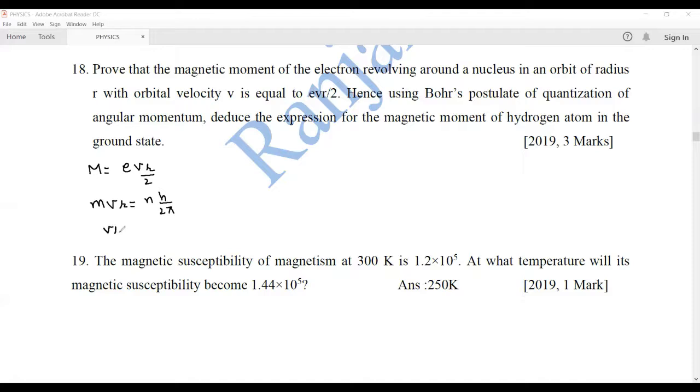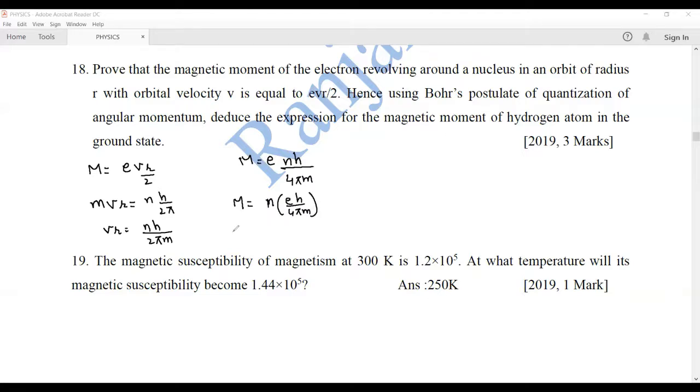So from here, v into r is equal to nh upon 2 pi m. So substituting it here, we get the magnetic moment to be e nh upon 4 pi m. Okay, we have substituted v into r in this expression. So the magnetic moment is n times eh upon 4 pi m.